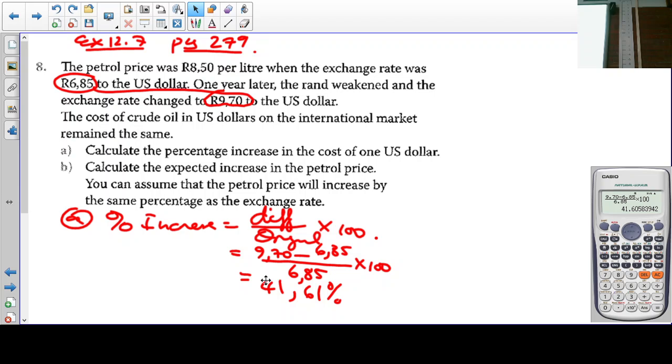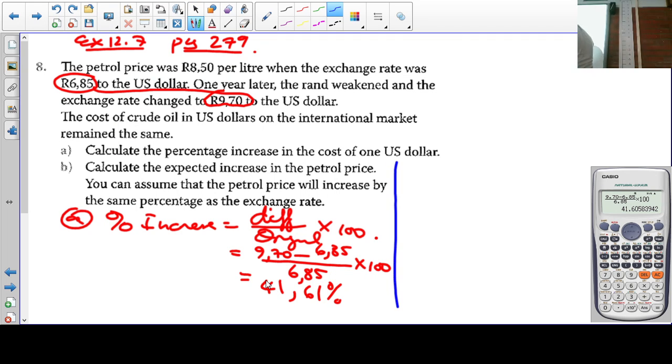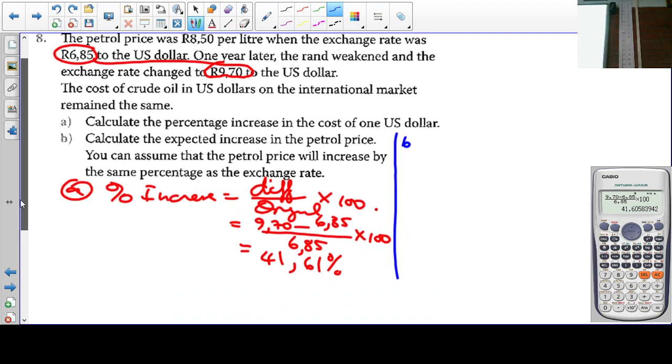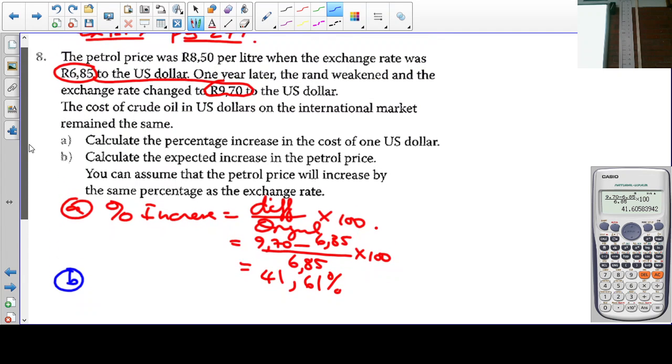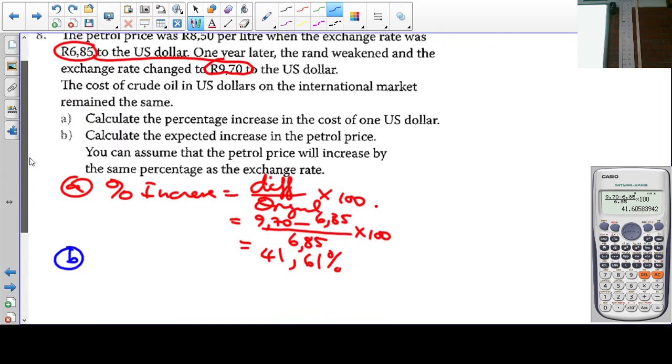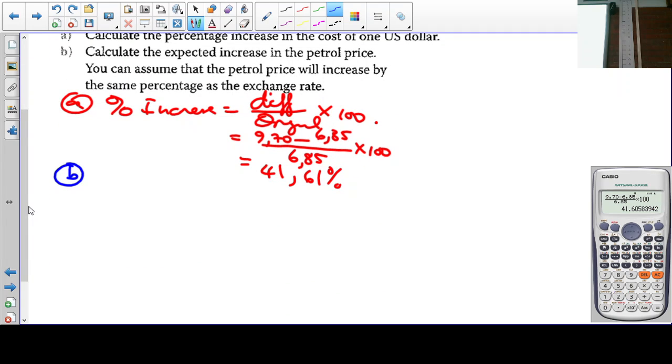Then the question says calculate the expected increase in petrol price. You can assume that the petrol price will increase by the same percentage, which is 41,61%, as the exchange rate. So in other words, we are going to increase this. This is the B part of the question. I'll put it at the bottom here. So the current price per litre is 8 rand 50. So the new price is going to be 8 rand 50 multiplied by 100% with an increase of 41.61.